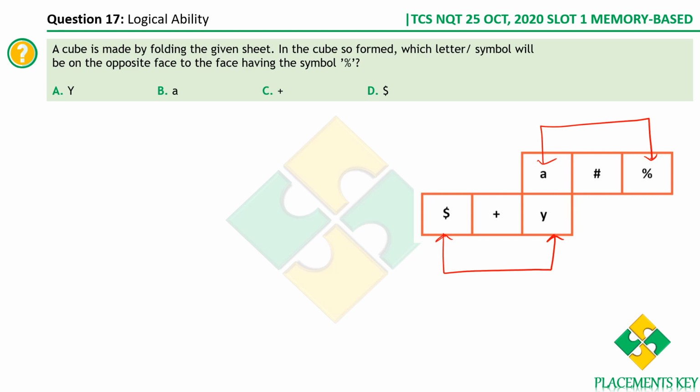Now what is the only set of figures that's remaining? This and this, right? So these also will be opposite to each other. Let me write that percentage will be opposite to A. Similarly, dollar will be opposite to Y. Now the only set of symbols remaining is plus and hash, so they will also be opposite to each other. Therefore, what is the symbol opposite to percentage? Clearly it is A. Okay, there is a shortcut that I am giving here.